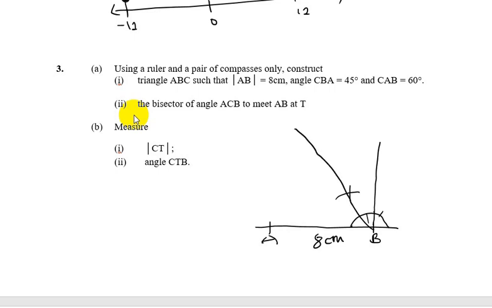Then after that you construct 60 degrees also at A. So you stand here, you divide it into 3, then you draw one like that. Please, this is not drawn to scale. So our C will be here.